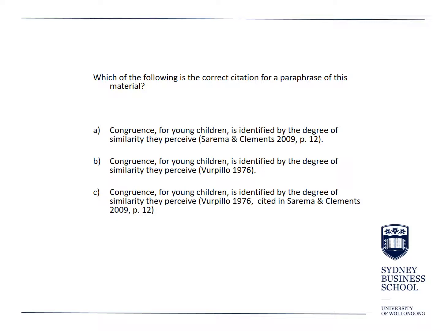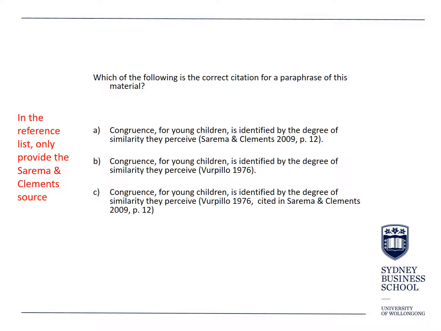The correct answer is C. We can't simply have the book because that would deny acknowledgement of the person whose idea it was. So it can't be A. We can't have B because although that is the person who said it, we didn't go and look them up. We got it from a book by Serema and Clements, so we are relying on their interpretation. Therefore, C is correct. Show the person who had the idea and the year, cited in Serema and Clements, which is the book that you took that information from.